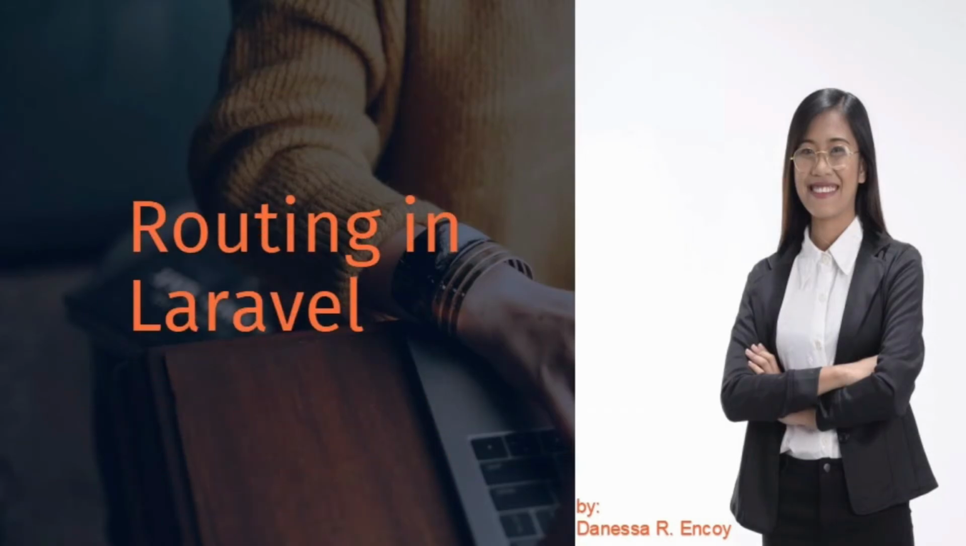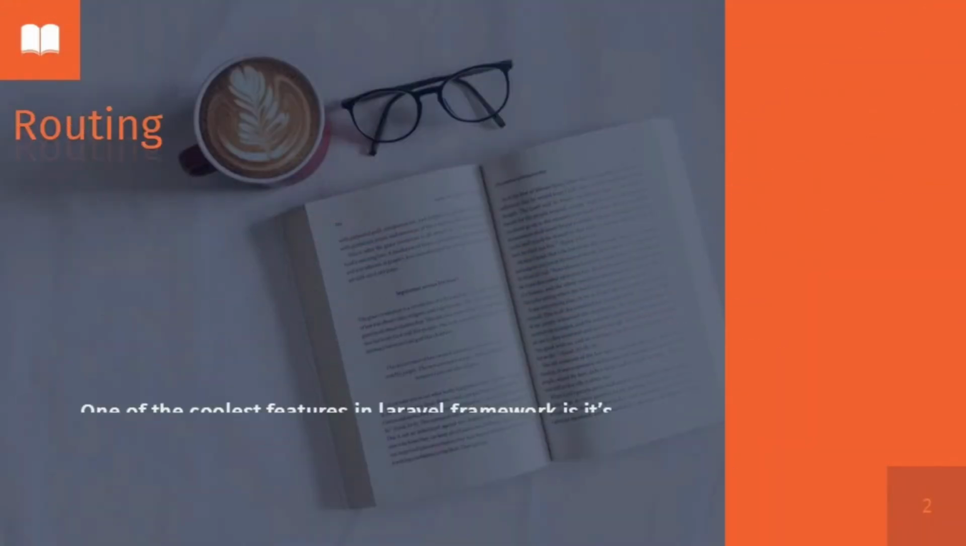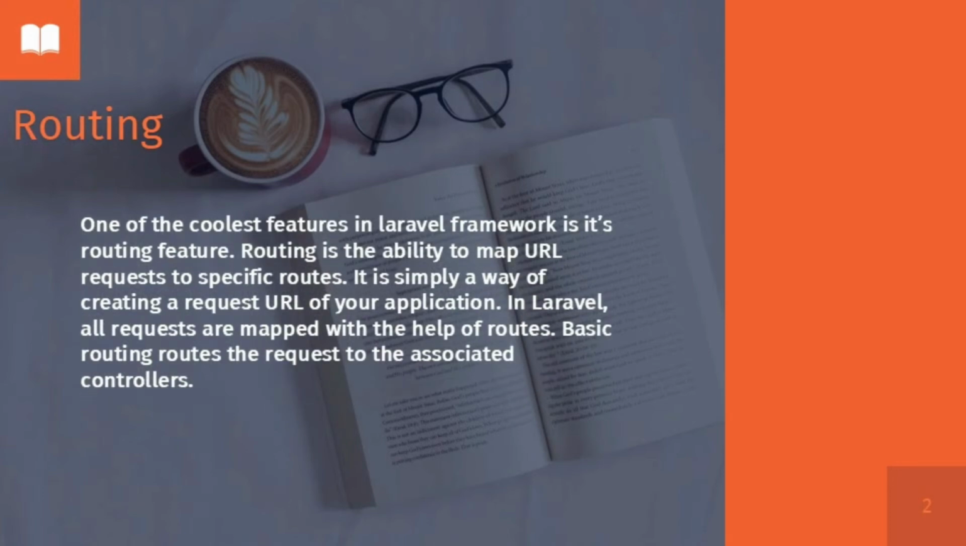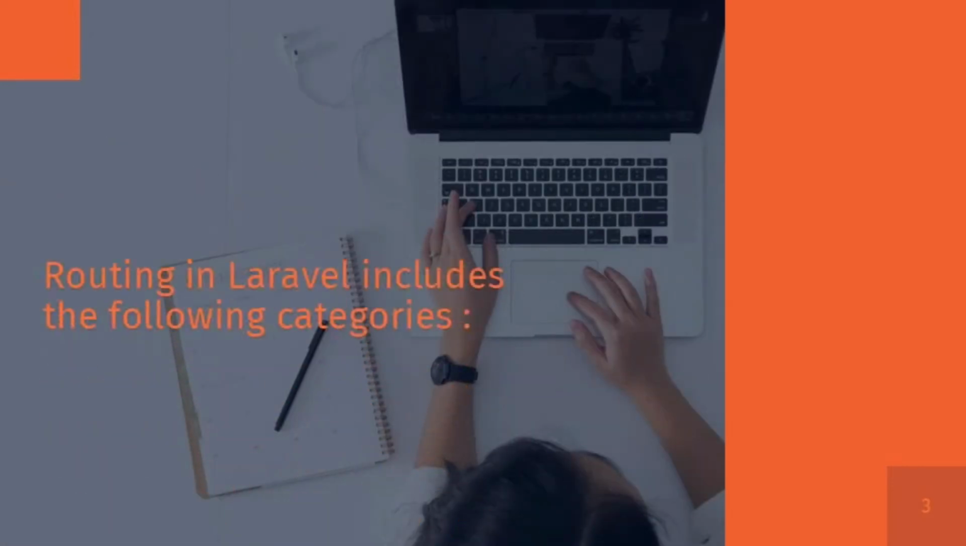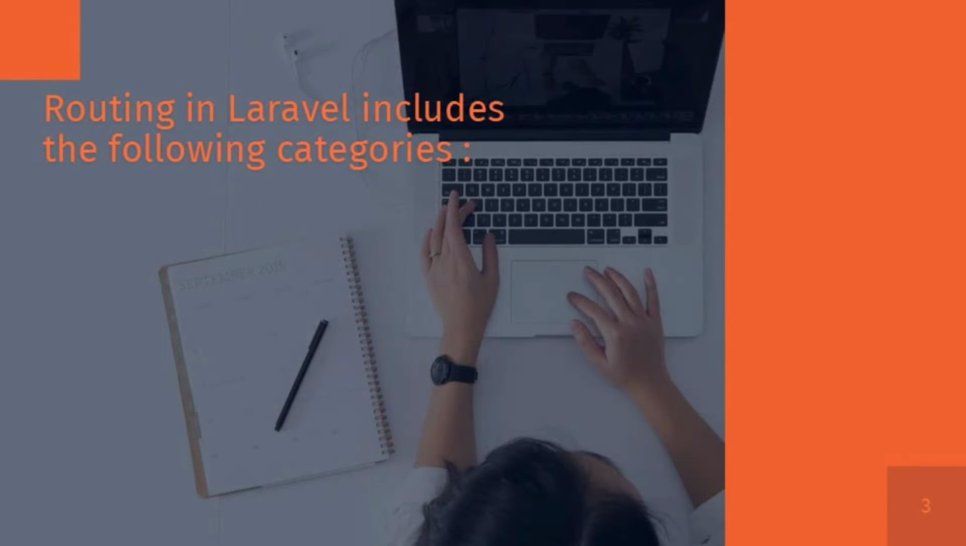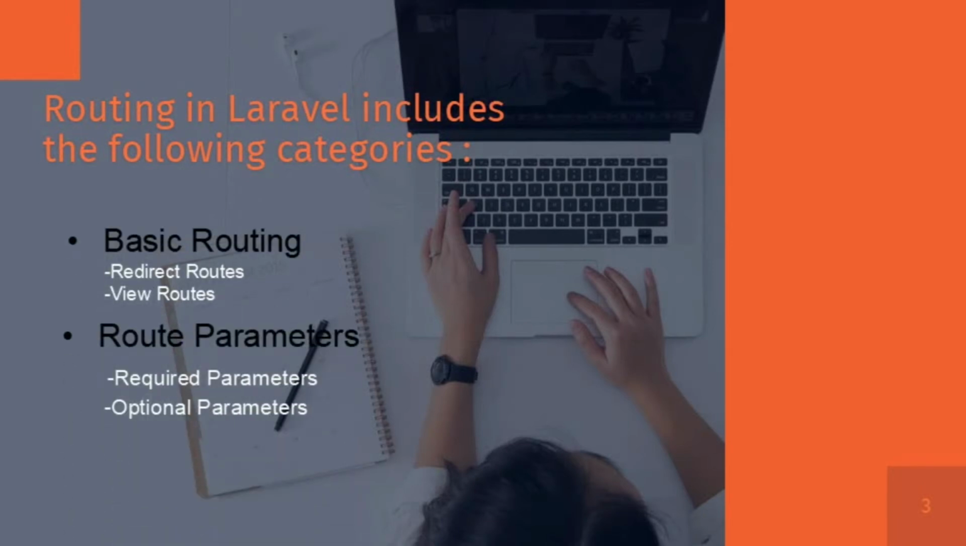Routing in Laravel. One of the coolest features in Laravel framework is its routing feature. Routing is the ability to map URL requests to specific routes. It is simply a way of creating a request URL of your application. In Laravel, all requests are mapped with the help of routes. Basic routing routes the request to the associated controllers. Routing in Laravel includes the following categories: basic routing, route parameters, named routes.